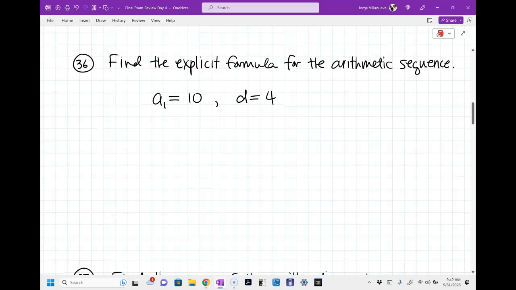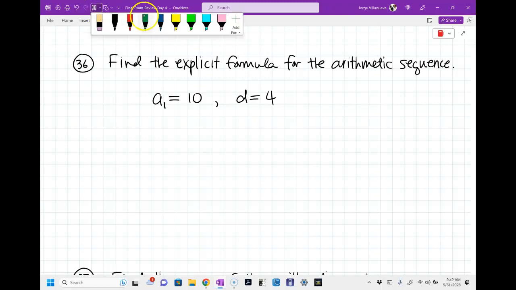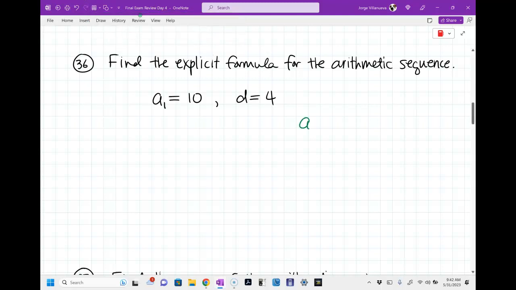All right, number 36. Find the explicit formula for this arithmetic sequence. So a sub 1 is 10, d is 4. It'd be good if we know our explicit formula. So here you go: a sub n is equal to a sub 1 plus n minus 1 times d. That's your explicit formula for an arithmetic sequence.